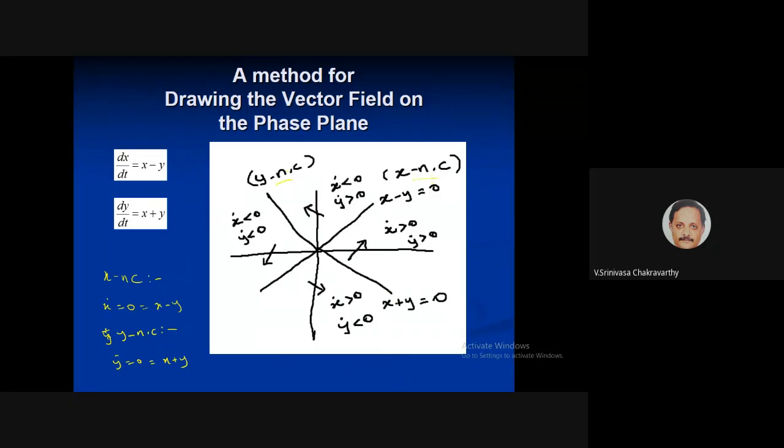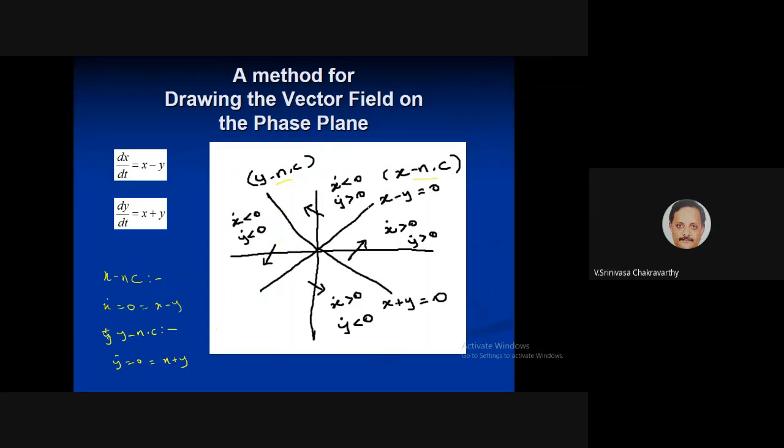Now let us try to understand the flow around these null planes. If you look at the x null plane, x dot is equal to 0, so only y dot is non-zero. This is what we learn about the x null plane. Similarly, on the y null plane, y dot is 0, so x dot is non-zero. Let's keep that aside.